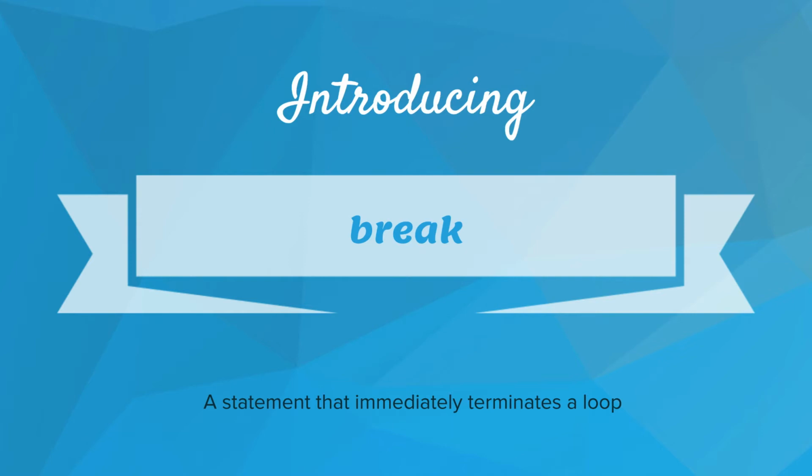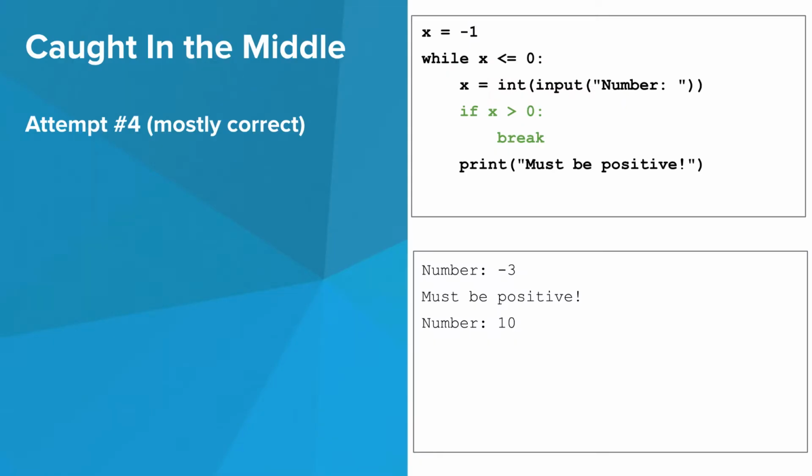Break is a statement that immediately terminates a loop. Okay, let's see it in action. In this program, we use an if statement to explicitly check the value of x immediately after the user types a number in. If x is, in fact, positive, the loop should be finished. We use the word break to terminate the loop. When the interpreter is in a loop and hits a break statement, it immediately skips to whatever is after the loop. This happens regardless of what the condition is at the top.